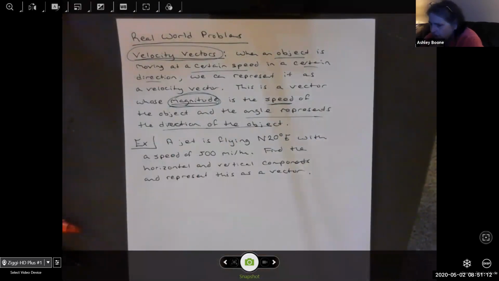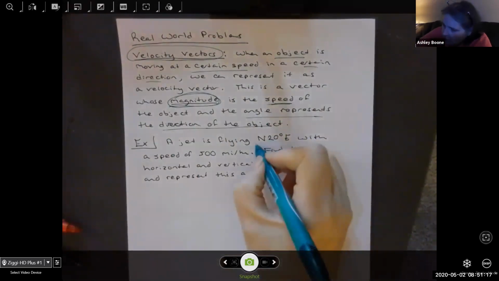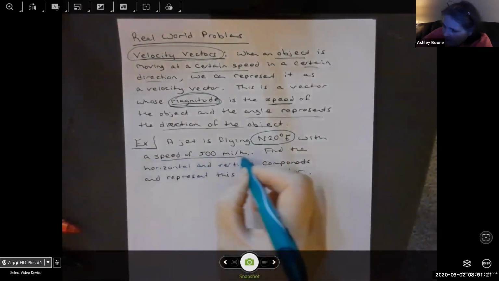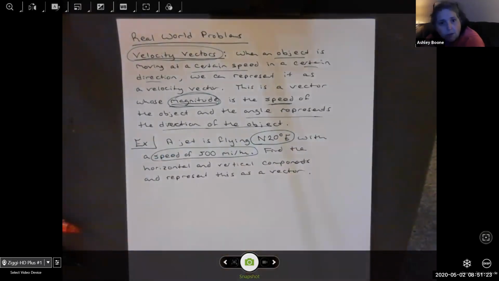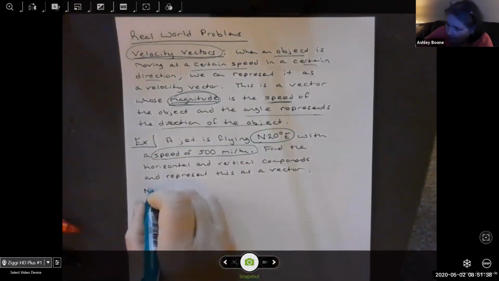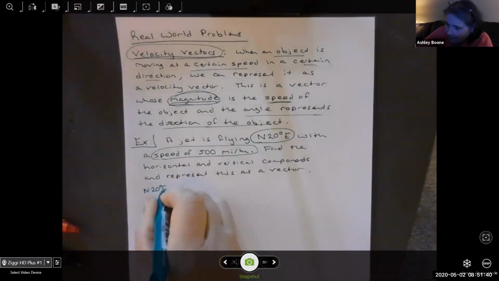Let's look at this situation in this example. We have a jet that's flying north 20 degrees east at a speed of 500 miles per hour. We want to find both the horizontal and vertical components for this and represent this jet using a velocity vector. Well, let's look at the information we're given. Think about what north 20 degrees east means.